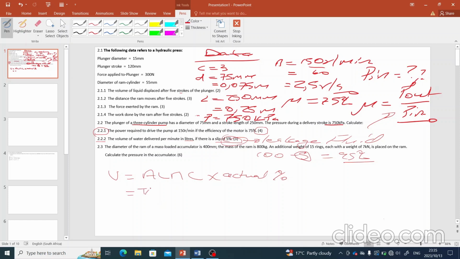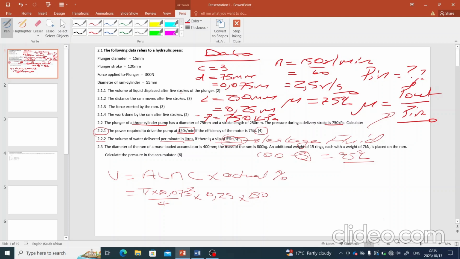Now, it will be pi multiplied by 0.075 squared divided by 4, multiplied by the stroke length 0.25, multiplied by n. Remember they said per minute. It means we need to multiply by 150 because n is given as revolutions per minute. This is what we are given. There's no need for us to convert it to seconds because they want our volume per minute.